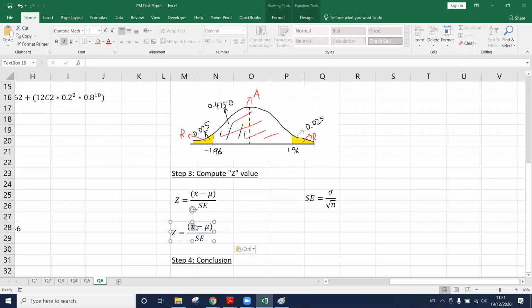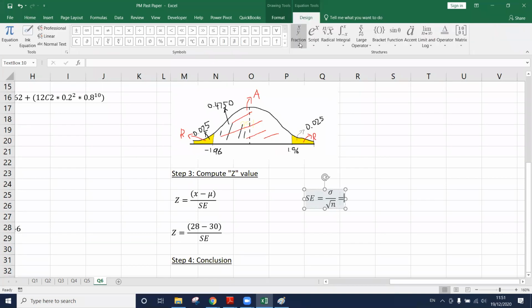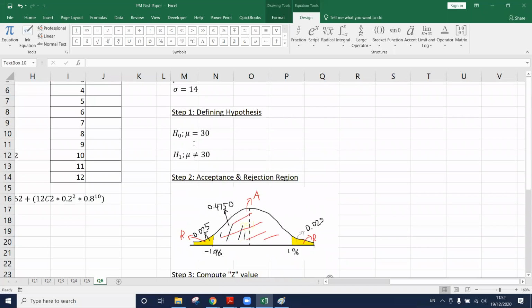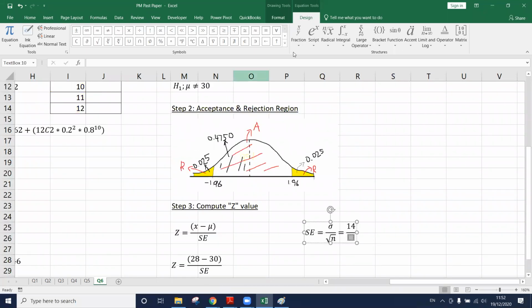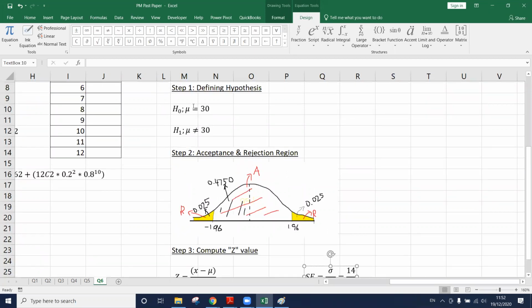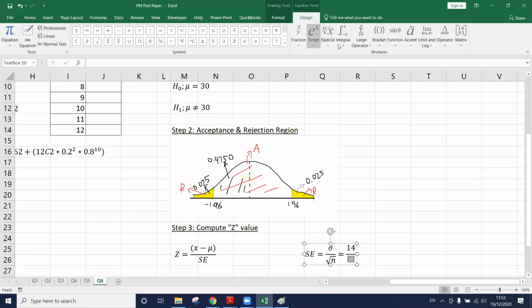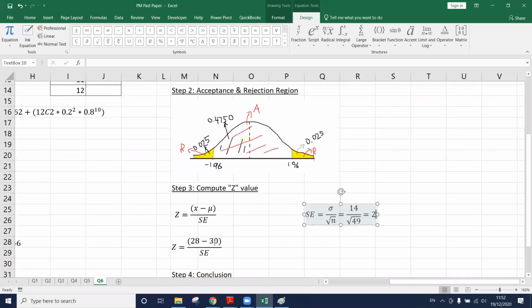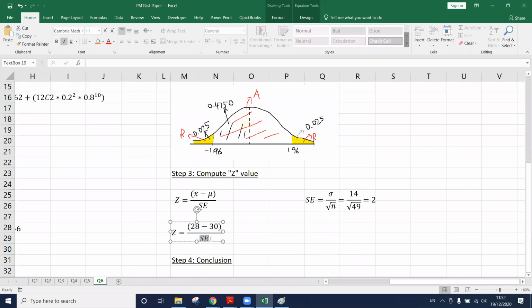The X value is 28. The mu value is 30. The standard error of the mean we need to find separately. The standard deviation is 40 in the sum, so it is 40 over square root of n. Square root of 49 is 7. Now 14 over 7 is 2. The standard error of the mean, or the SE value, should be 2.